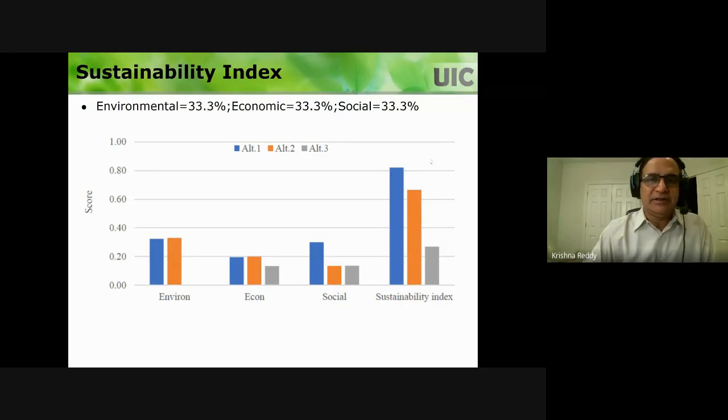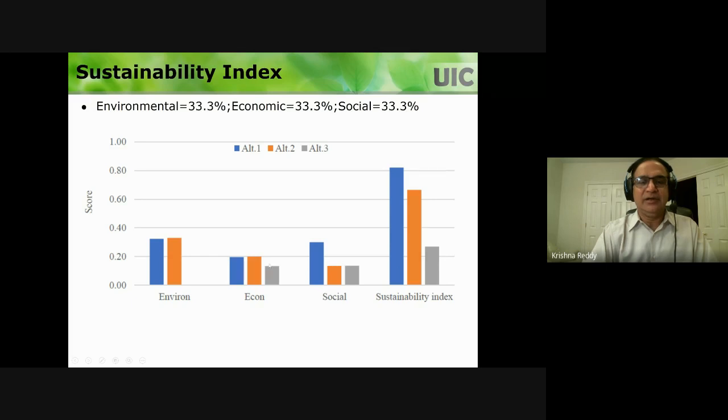Okay, we applied this integrated framework, looked at environmental, economic, and social, and calculated the sustainability index. Giving equal importance to environmental, economic, and social, you can see that alternative one is the best choice. Of course, the higher the sustainability index, the better it is. The first one is the first choice, alternative two is the second choice, and alternative three is the third choice. But from the environmental point of view, the first and second were better, and the third one was scoring very low, so you cannot even see it. From the economic point of view, you can see this, and from the social point of view, this.